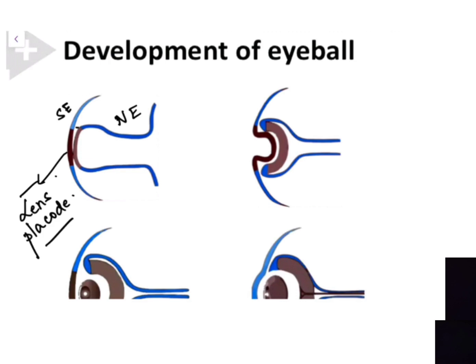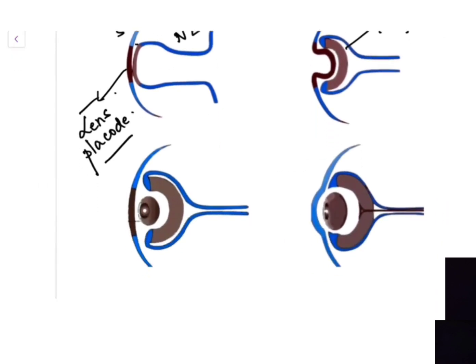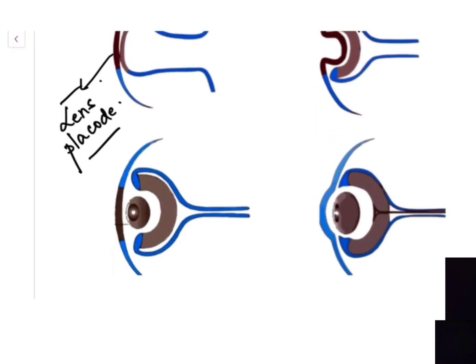Now gradually this lens placode starts invaginating, and the shape of this optic vesicle changes like this. It now becomes like a cup, and it is called the optic cup. At the same time, this lens placode gets detached from the rest of the surface ectoderm. So see, this is your neuroectodermal tissue. This is now called the lens vesicle.